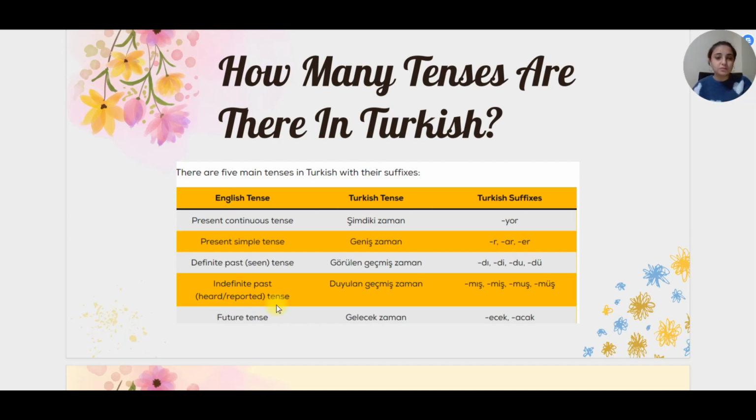Okay, we have present continuous, we have present simple, we have simple past tense, we have reported past tense, and we have future tense. These are the basic tenses in Turkish.